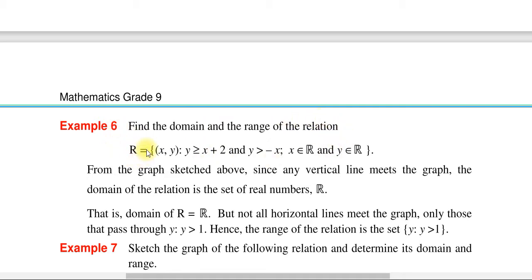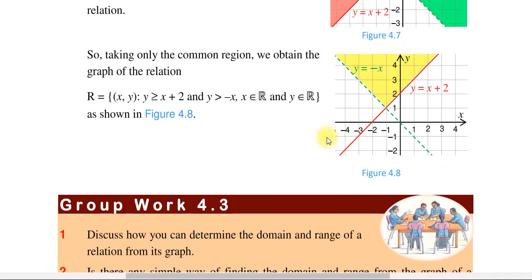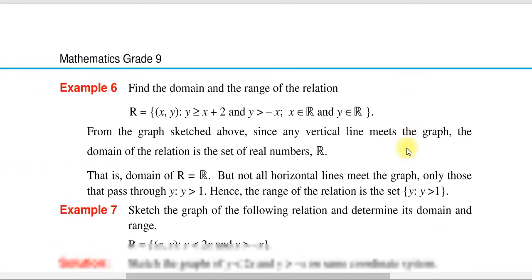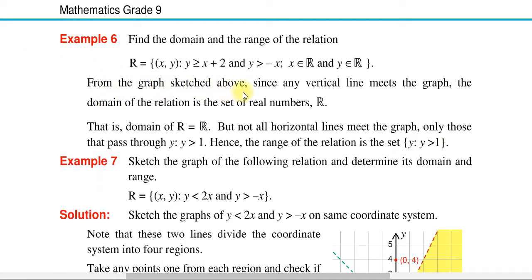Set R is the set of x, y such that y greater than or equal to x plus 2 እና y greater than negative x. ያ ማለት እዚህ የሰራነው ግራፍ ማለት ነው። የዚህን ግራፍ ዶሜን እና ሬንጁን አውጡለት ነው የተባልነው ባጭሩ። ኦኬ so from the graph sketch above, since any vertical line meets the graph, the domain of the relation is the set of real numbers.